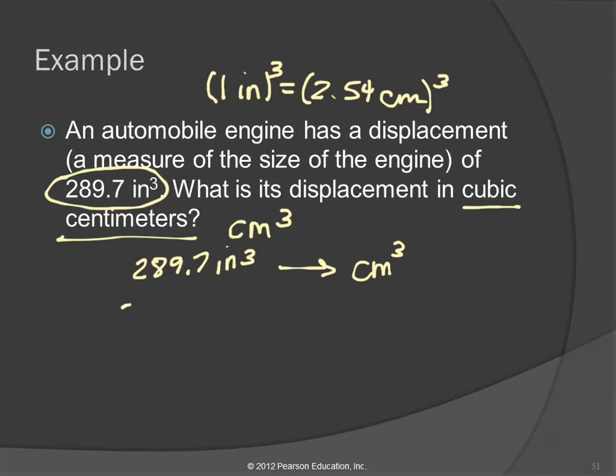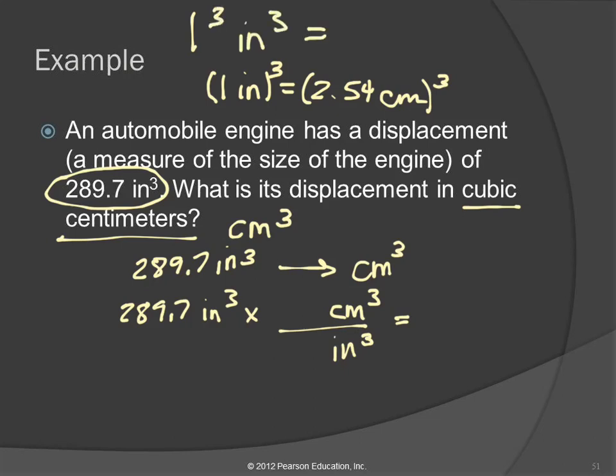One step here. 289.7 cubic inches. We've got one conversion factor. We want cubic centimeters on the top. We want cubic inches on the bottom. Okay, so this was cubed. 1 cubed and inches cubed. So let's just write that a slightly different way. That is the same as 1 to the third power, inches to the third power, equals 2.54 to the third power, centimeters to the third power.